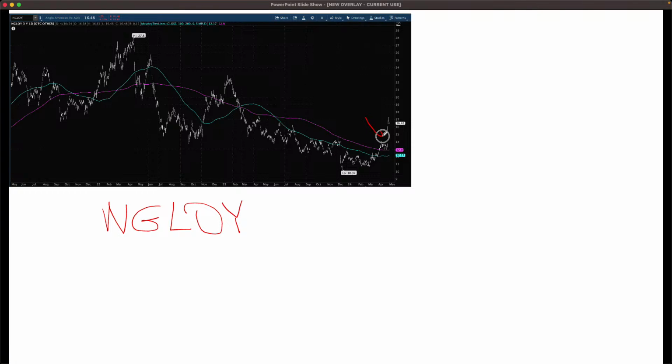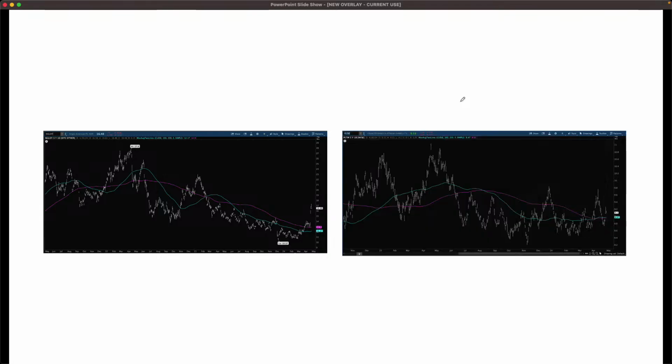NGLOY recently has broken out. Super, super strong, gets above its 200 period moving average, messes around for a little bit, and then trades higher to 17. Again, 40% of the world's platinum comes from NGLOY. The trade that I like is not NGLOY, which is right here.